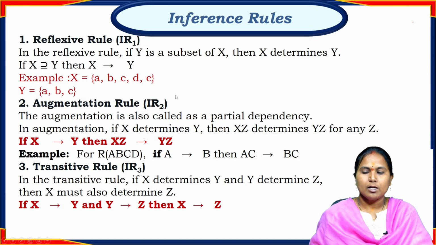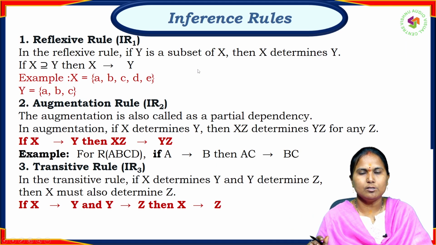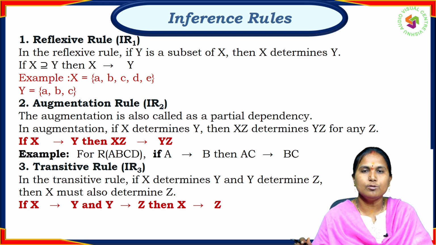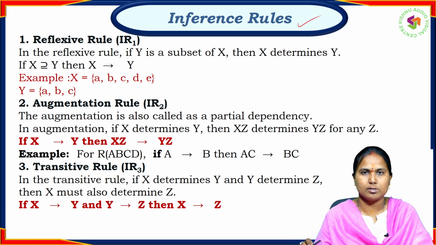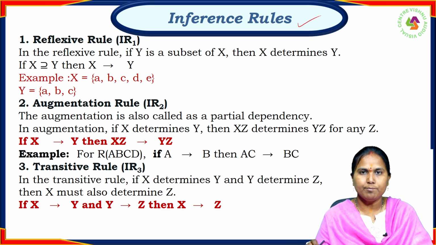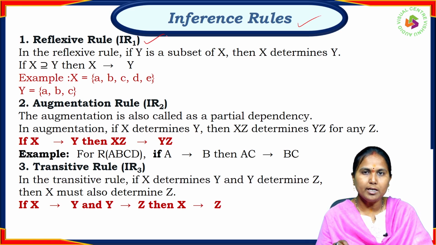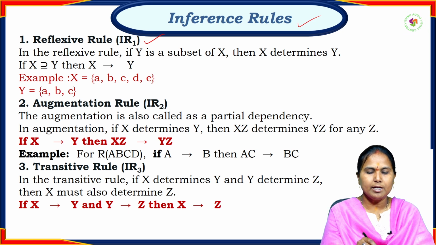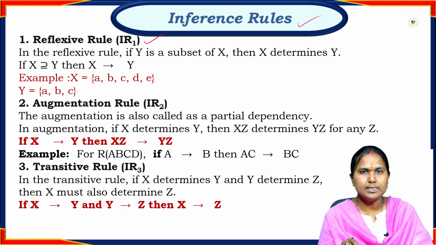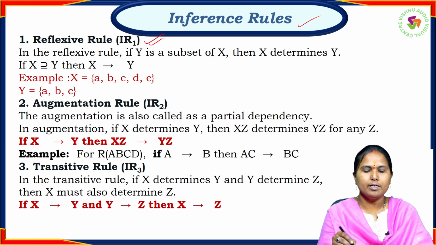Coming to the next one. If you want to identify the association, that association exists with the support of some rules. Those rules are called inference rules. The attribute association is defined with the support of these rules. The first one is the reflexive rule. What is the meaning of the reflexive rule? Suppose R is one relation, that means one table, that consists of x, y as the attributes. If x determines y, then y is dependent on x. This is called the reflexive rule.